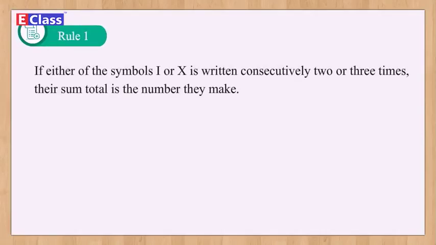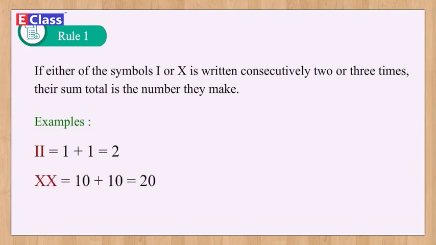So students, let's see the rules of Roman numerals. Rule 1. If either of the symbols I or X is written consecutively 2 or 3 times, their sum total is the number they make. Example, II is equal to 1 plus 1 is equal to 2. XX is equal to 10 plus 10 is equal to 20. III is equal to 1 plus 1 plus 1 is equal to 3.